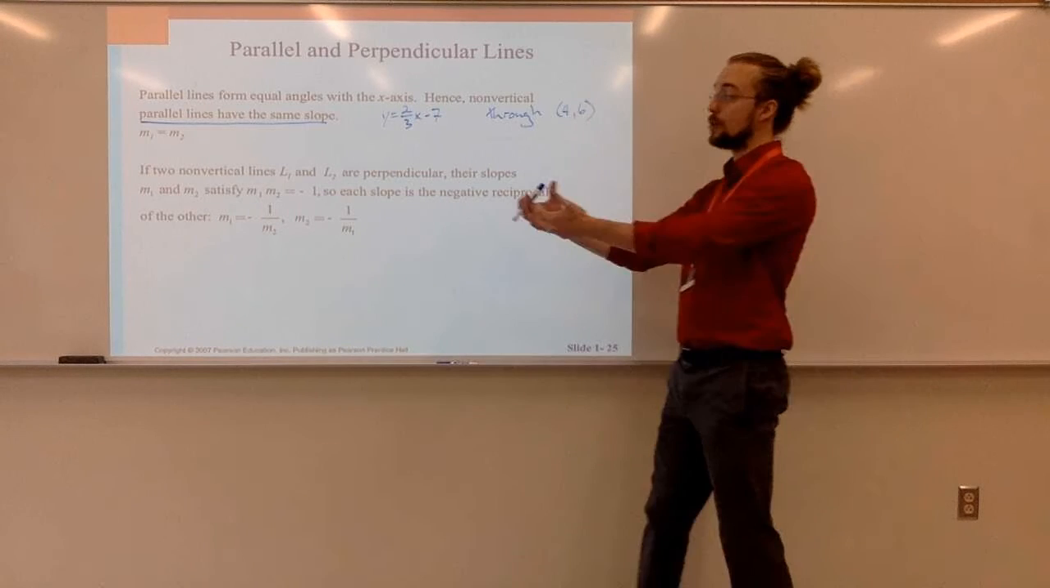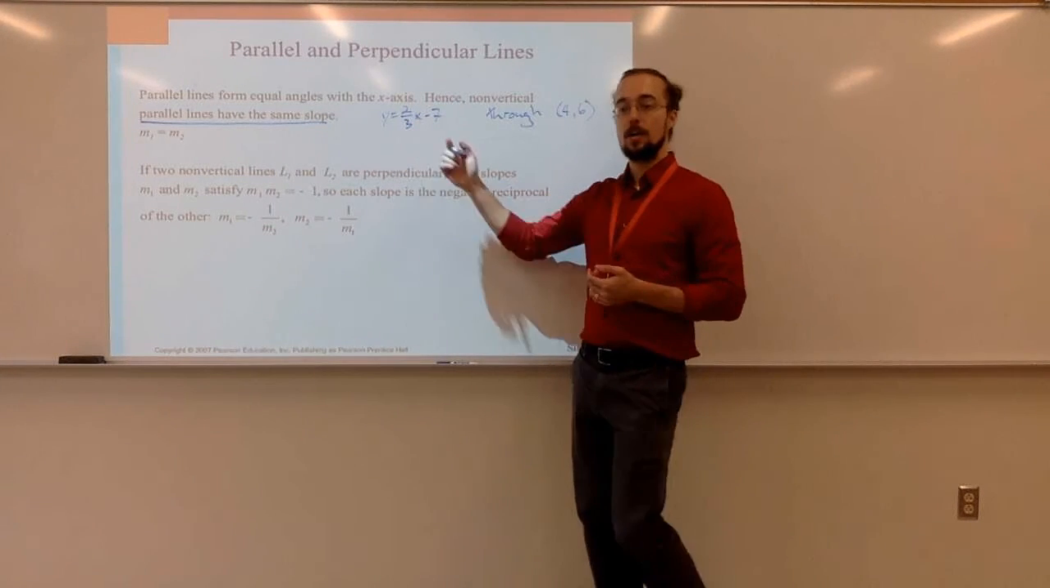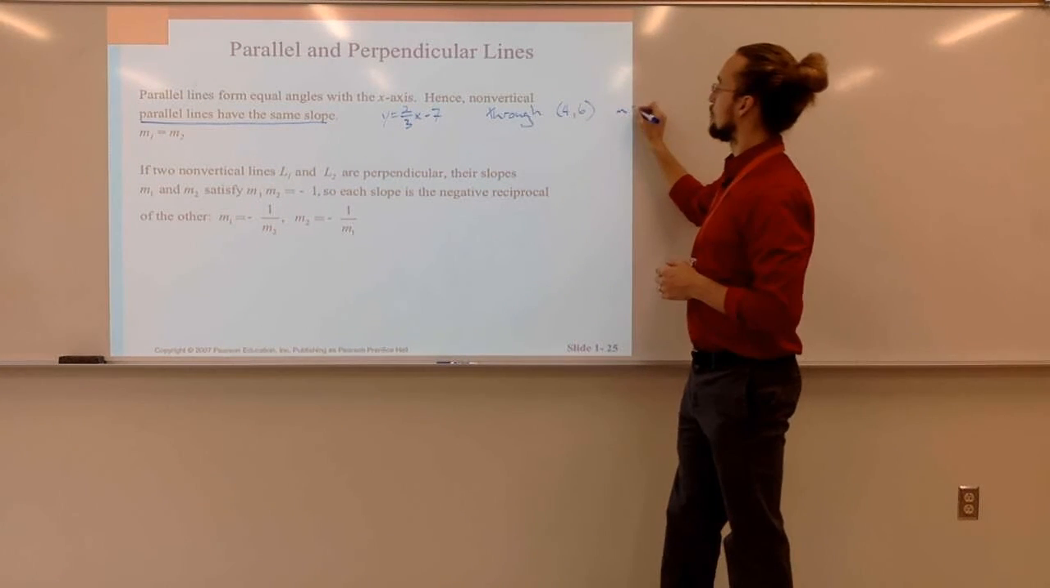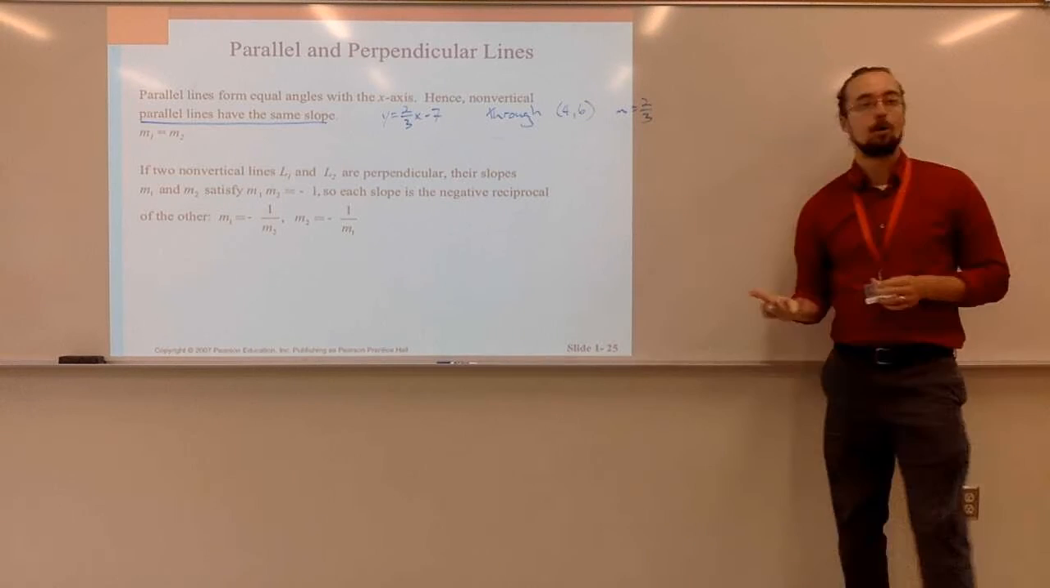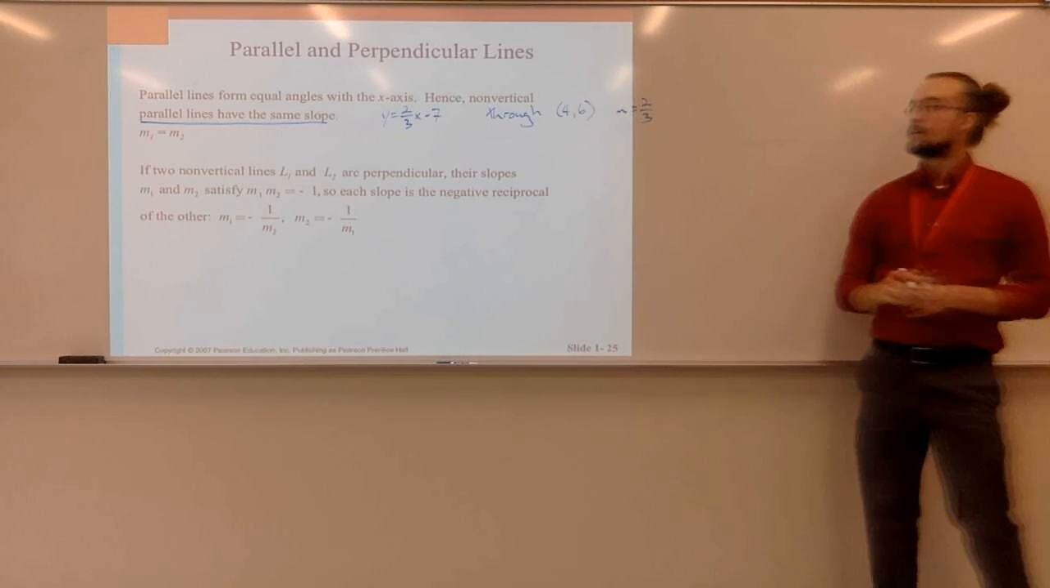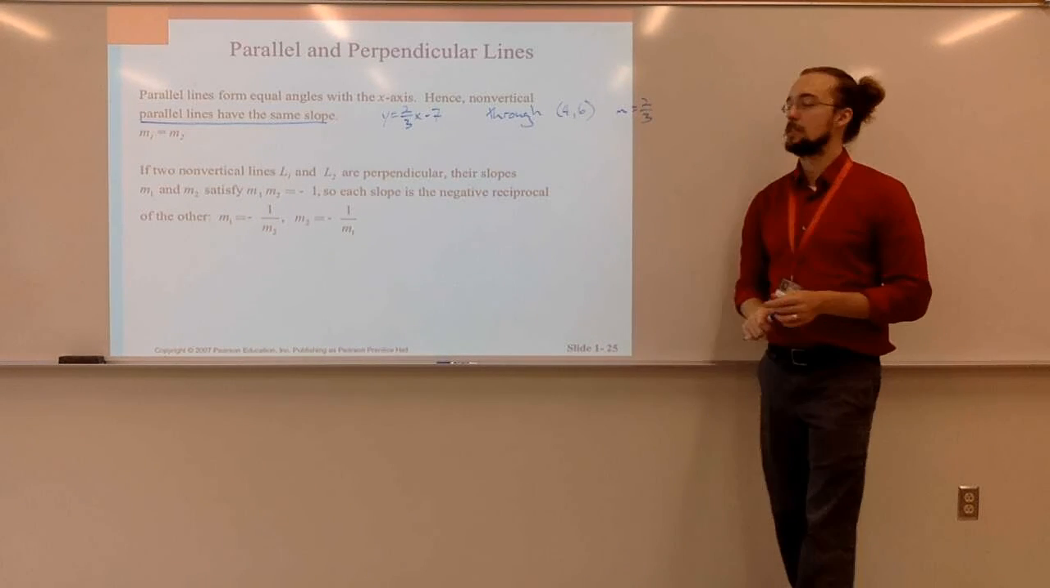The slope of my new line would have to be 2/3. If I'm writing the equation of a line parallel, they have to have the same slope. So what do I do with this information?